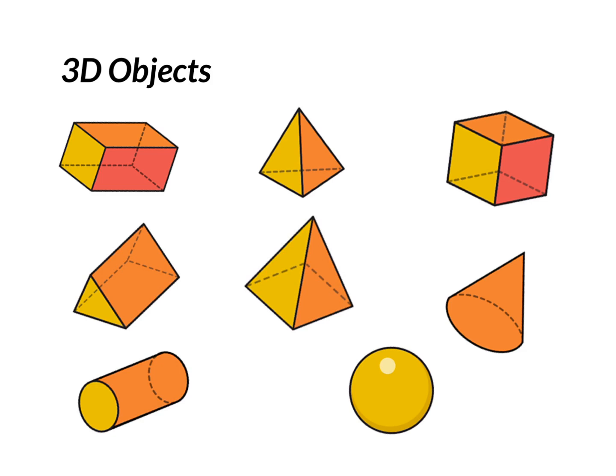We can see some prisms here. We can see a rectangular prism and a triangular prism. When I think of prisms, I think of elongated or stretched out 2D shapes. Look at the cylinder. What is the difference between a prism and a cylinder? I'll let you reflect on that.